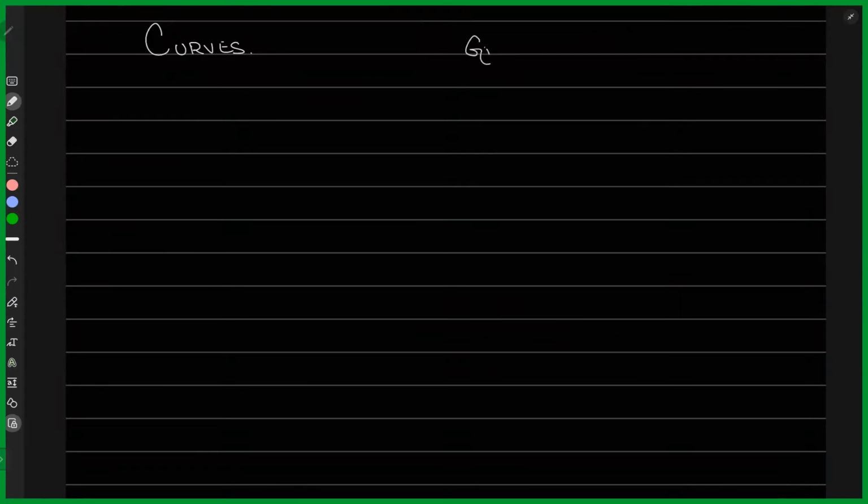And their gradients. Okay, so we could have a curve that looks like this. And so what would you expect the gradient of this curve to be? The first thing is that for curves, gradients are defined at different points. As in, at different points, you're going to have different gradients, right? And you can see why.